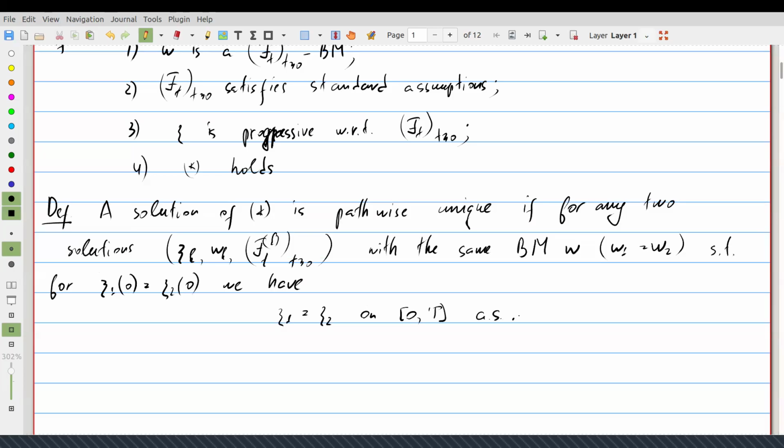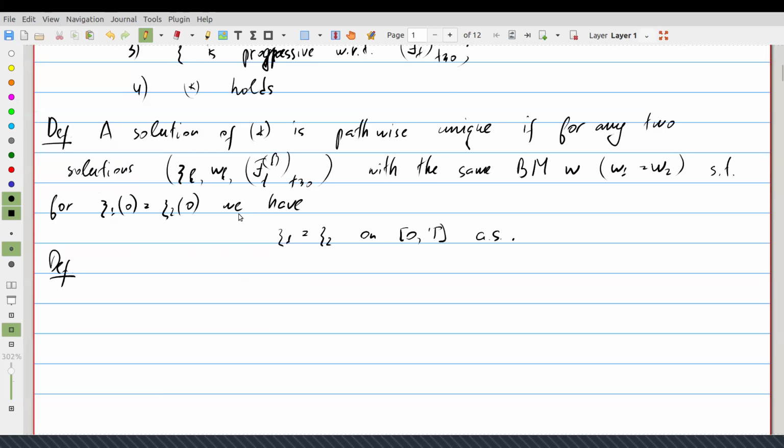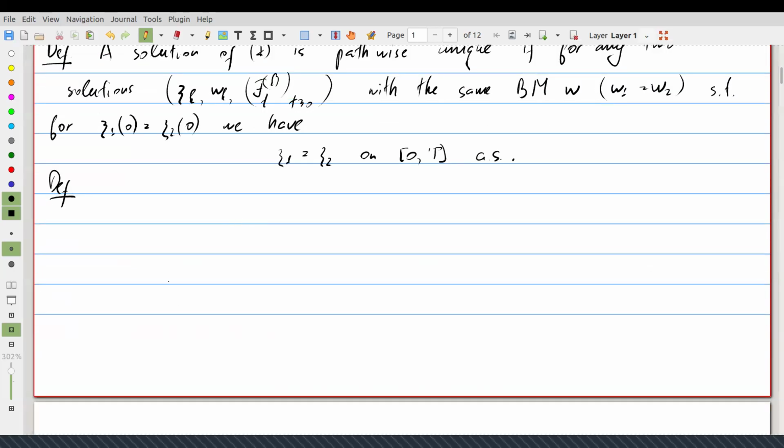So if you think about strong solutions that we were discussing before, this is more or less the same for them. If they are strongly unique, they are pathwise unique. However, this is a way to speak about solutions of these weak solutions.